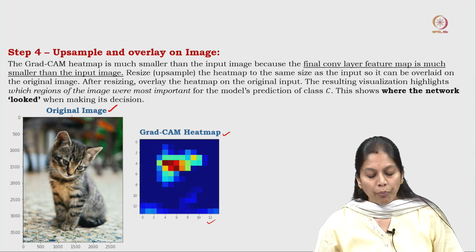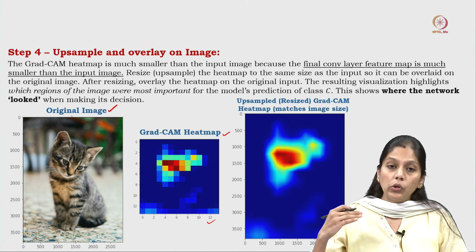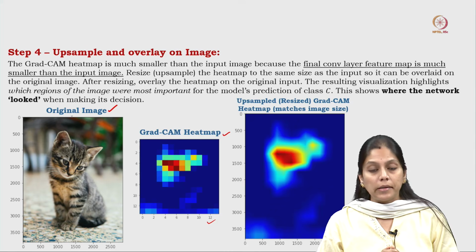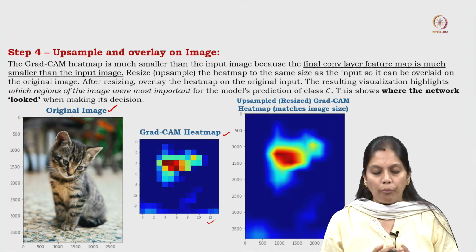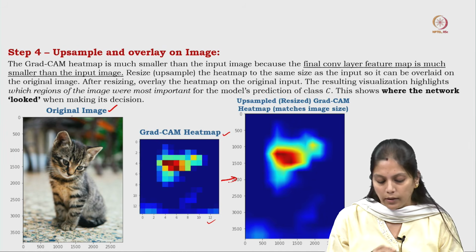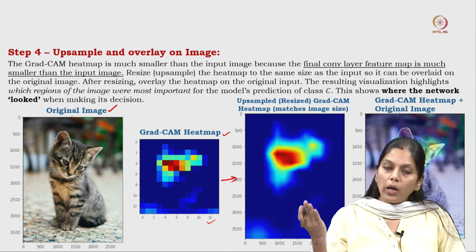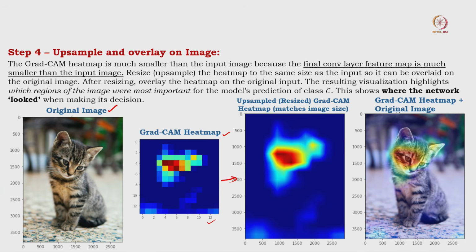Now what are you going to do? We are going to upscale it. How will you rescale or upsample? Any technique can be applied to increase the size of this Grad-CAM. Then whatever upsampled map we have got, we put it back onto the original image. When you put it onto the original image, this is the final output of Grad-CAM. It is going to highlight the regions that are important.